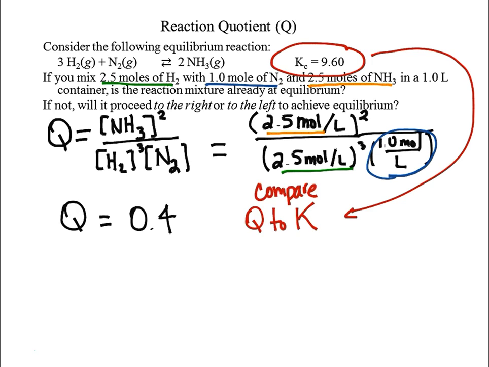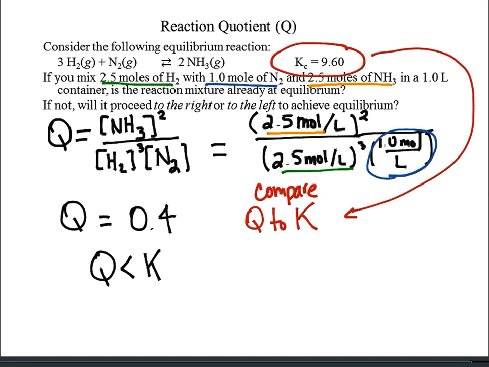So Q is too small. So if you again look at the Q expression, in this particular case, in all cases, the products are in the numerator, the reactants are in the denominator. So when Q is too small, it means you don't have enough product. Your numerator is too small. That means it needs to move to the right to increase the numerator, decrease the denominator to make Q a larger number until it equals K.